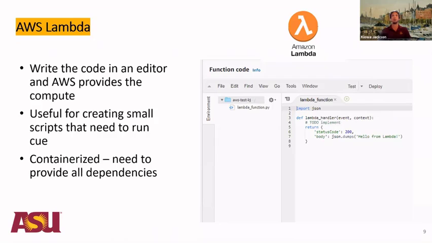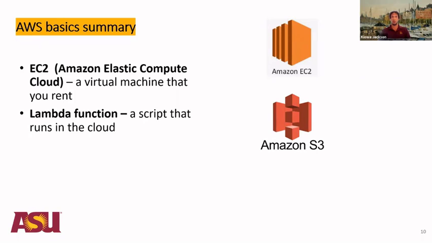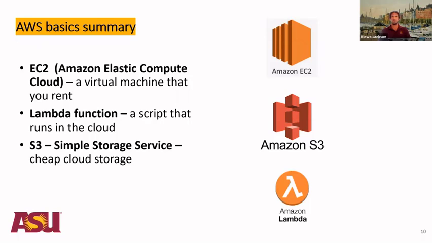It's containerized. I won't go into too much detail about that, but you need to provide all the dependencies that script needs to run. And that's a theme in general with AWS, that everything lives in this containerized environment. If it needs additional resources to function, you need to provide those. But basically, in summary, you have EC2, a virtual machine that you rent. You have Lambda functions, which are scripts that run in the cloud. And you have S3, which is cheap cloud storage.